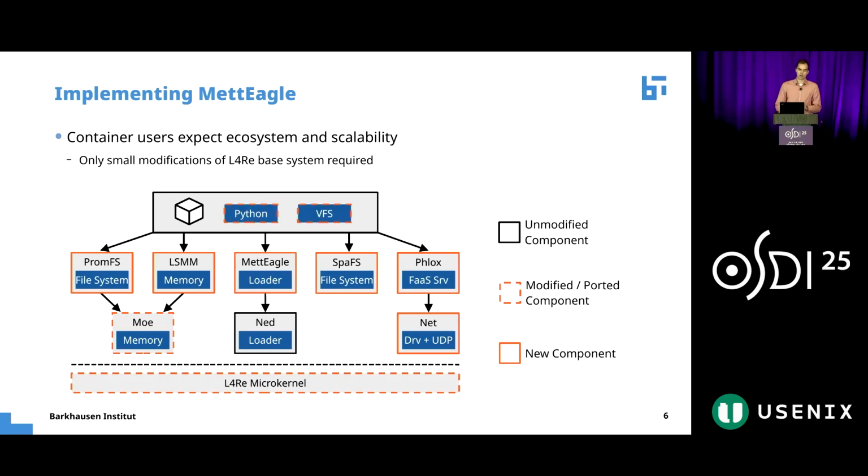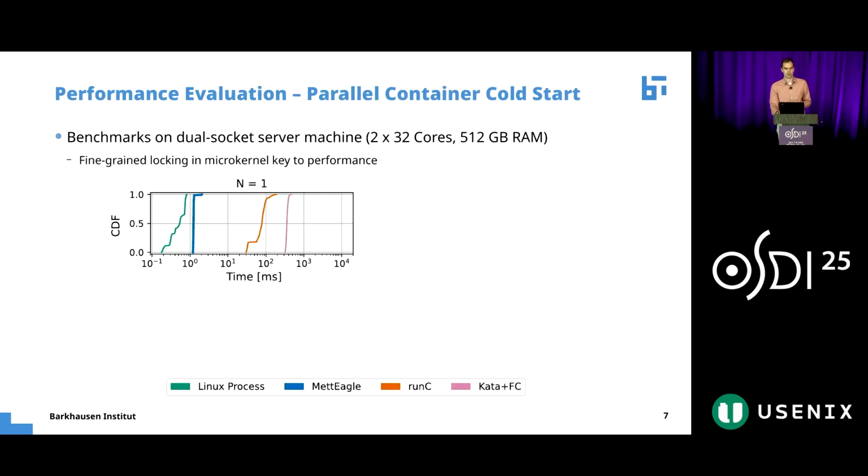And on top of all that, we run our containers, which are then nothing more than simple processes on a microkernel. But in order to provide meaningful benchmarks, we still need a standardized runtime. And in order to do so, we decided to port Python 3 to L4Re, which is very useful so that we can execute benchmarks written for other serverless platforms, as we will see soon. Okay, now enough of these abstract boxes. How does the system perform in a real-world scenario? So we benchmarked MettEagle on a standard server machine, a dual-socket machine with 64 cores in total.